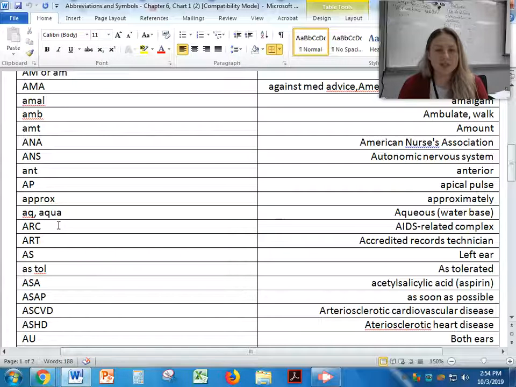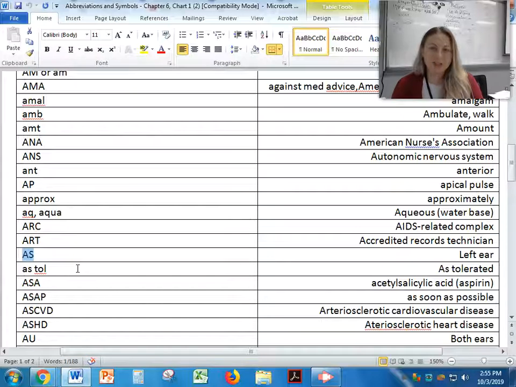All right, ARC, this is AIDS-related complex. It's kind of an outdated term for when you're exhibiting the signs and symptoms of HIV, but you haven't quite been diagnosed with HIV yet. So they used to call that AIDS-related complex. ART, this is an accredited records technician where you keep track of medical records.